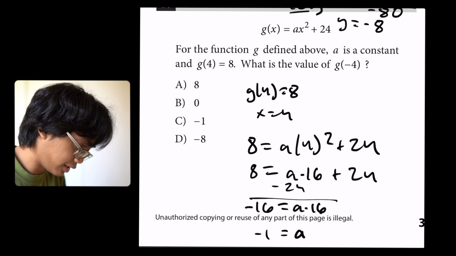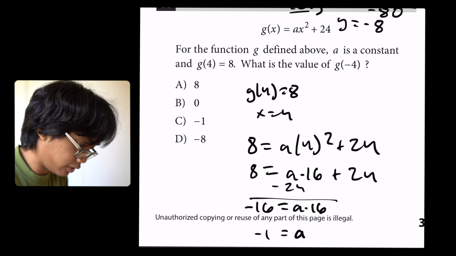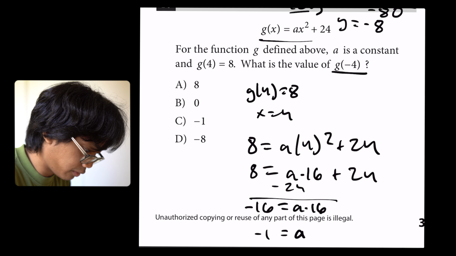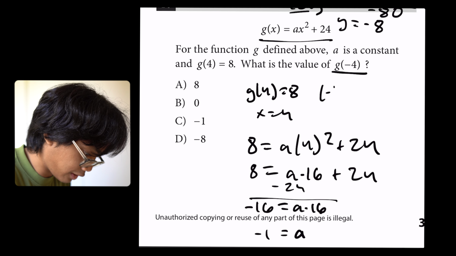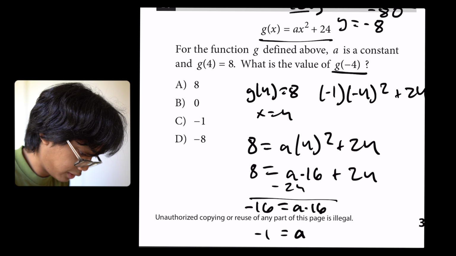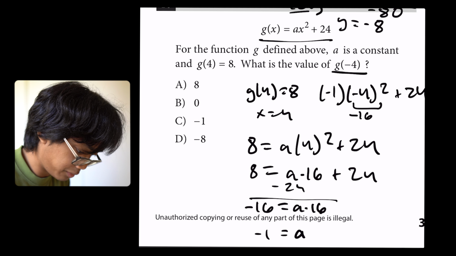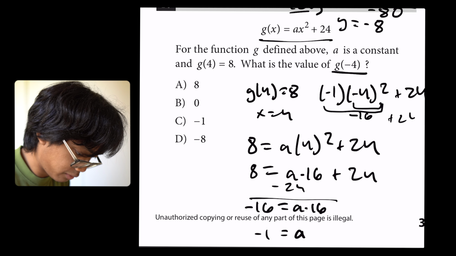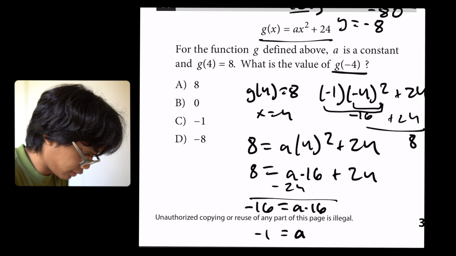So now we know a is negative 1, so if we do g of negative 4, we can substitute that into this equation, where we'll have negative 1 times negative 4 squared plus 24. This will be positive 16, and then when we multiply by the negative 1, this will be negative, and then plus 24 we'll get 8, so that'll be A.